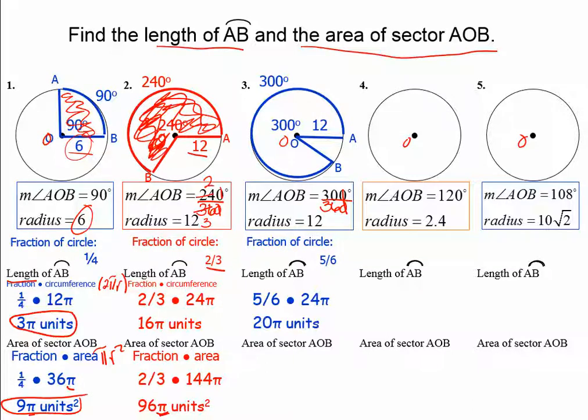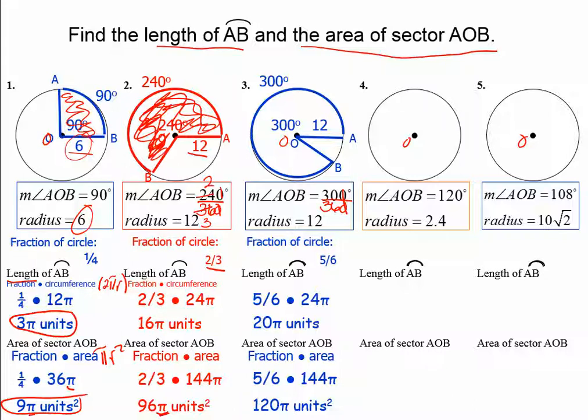The area is going to use the same fractional part times its area. So what's the area going to be? Pi r squared. What's the area of this circle going to be? 144. Divide by 6, multiply by 5, 120.